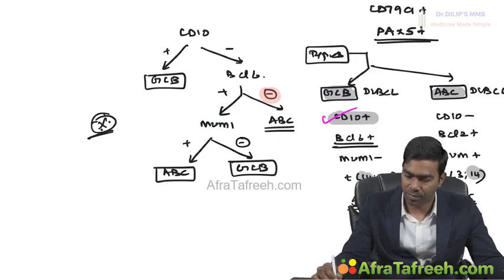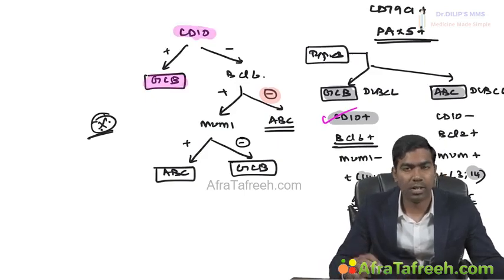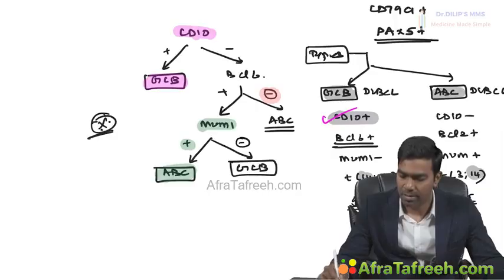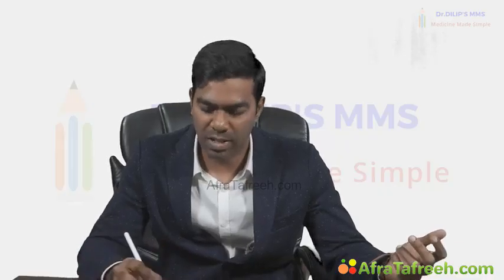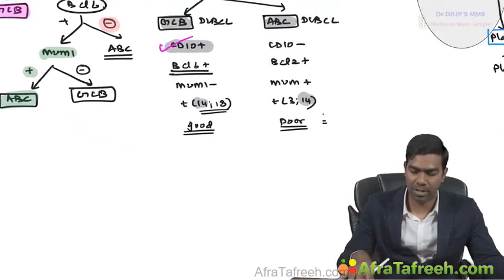And remember, CD10 positivity tells it's a germinal center B cell type, and MUM1 positivity tells it's an activated B cell type. And BCL6 positivity should typically tell germinal center, but BCL6 negativity clearly tells it's a non-germinal center, that is activated B cell type.